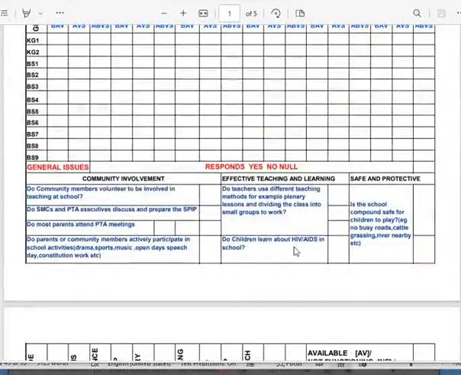Do children learn about HIV/AIDS in the school? Well, if it is yes, you provide. If it is no, you provide. If it is no, you say likewise.